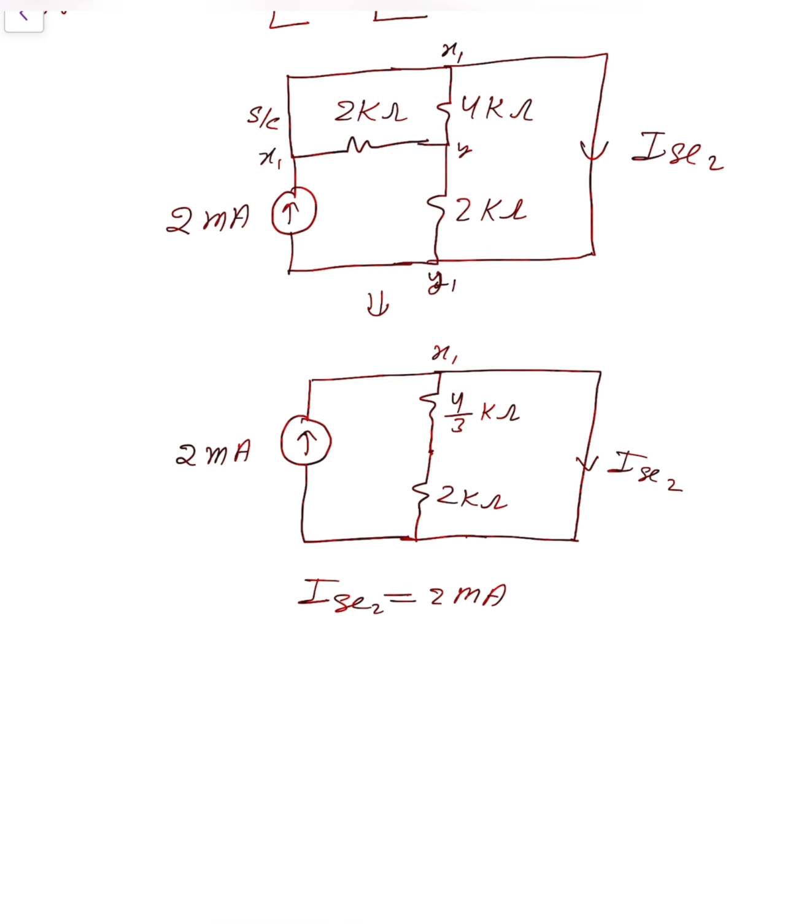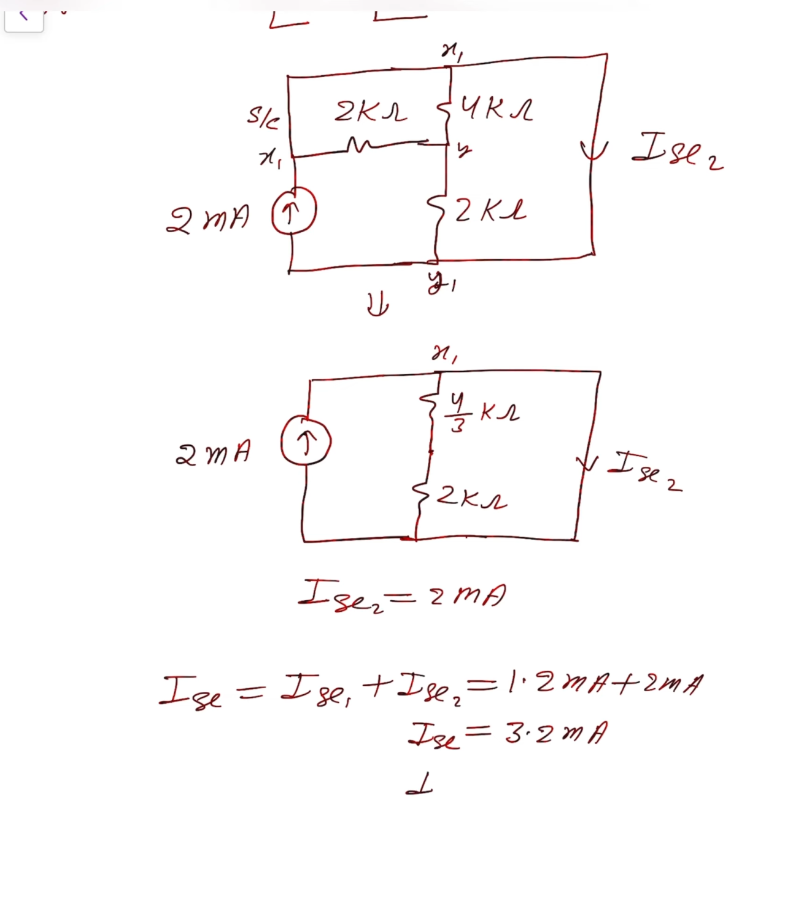ISC2 is 2 milliampere. So finally ISC equals ISC1 plus ISC2, that is 1.2 milliampere plus 2 milliampere, we get 3.2 milliampere. That is ISC, the Norton current IN. So 3.2 milliampere is the Norton current.